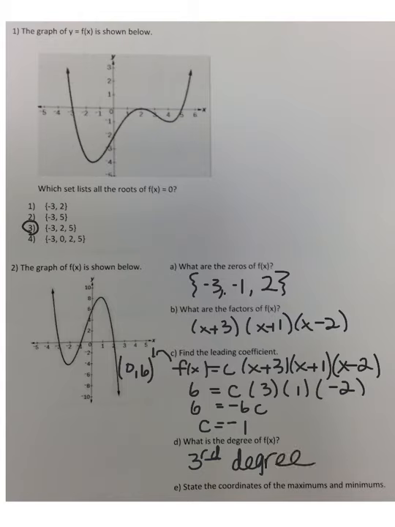Okay, now E says state the coordinates of the maximums and the minimums. Well, I see here I have a minimum, and that appears to be at -2, -6. So I'm going to write that off to the side over here because I can't fit it. So I have a minimum at -2, -6, and then I have a maximum over here, and that's at 1, 8. Okay, so I have a max at 1, 8, and there is my answer for part E.